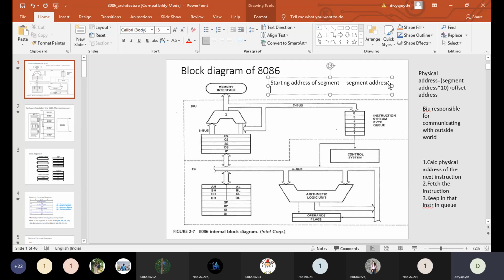Guys, are you following? Yes, ma'am. A specific address within the segment, we call it the offset address. So guys, are you clear with what is segment address and offset address?